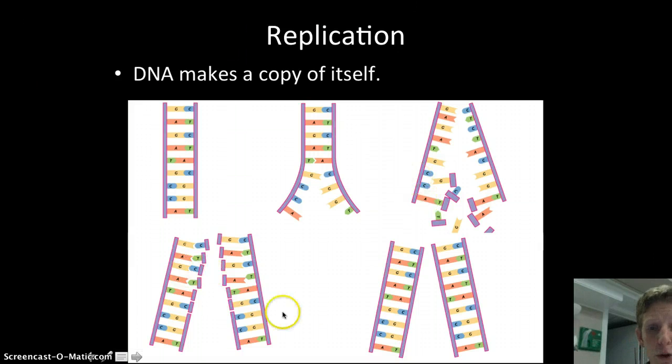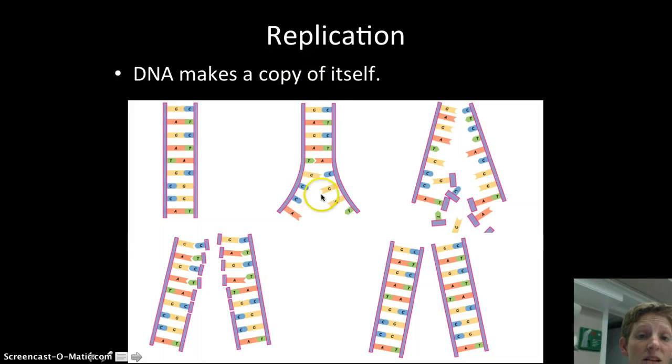So these pictures kind of go through the process of replication. So let's talk through that a bit. If we have our DNA here, it's not twisted in this picture just because it makes it easier to see. But we have that DNA shape, that ladder-like shape. And you can see the bases are paired correctly, A with T, C with G. And what happens in replication, the first thing that happens is the DNA unzips.